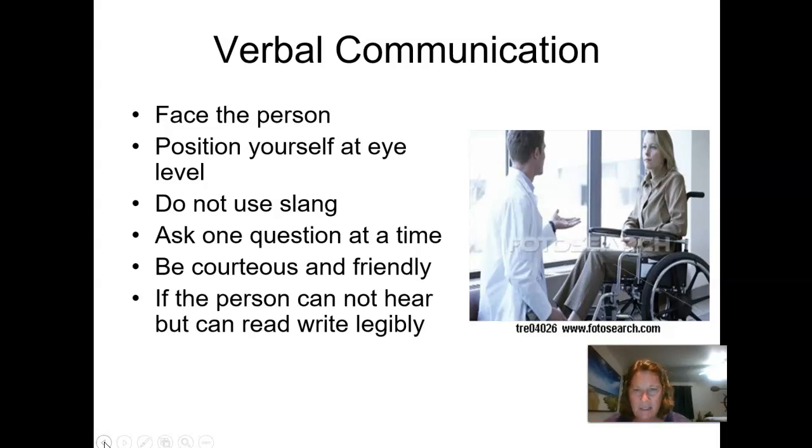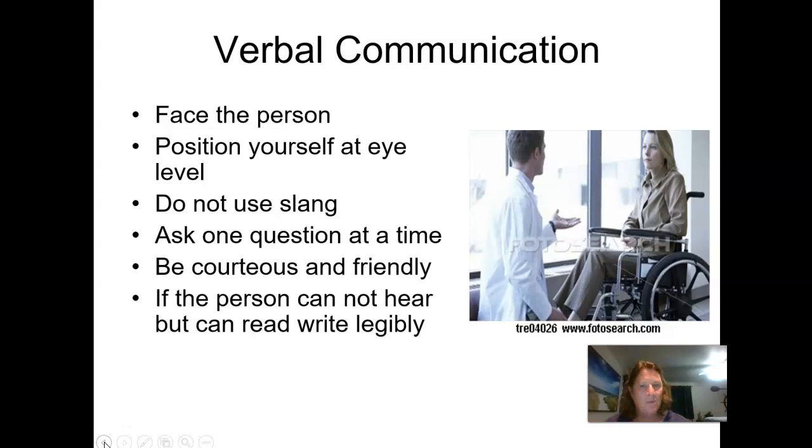We don't use slang terminology. If you are asking a person a question, ask one question at a time and wait for a response. Okay, don't ask 15 different questions, and then they're going to be so confused they're not going to be sure which one they're supposed to answer. So one question at a time and let them process it.